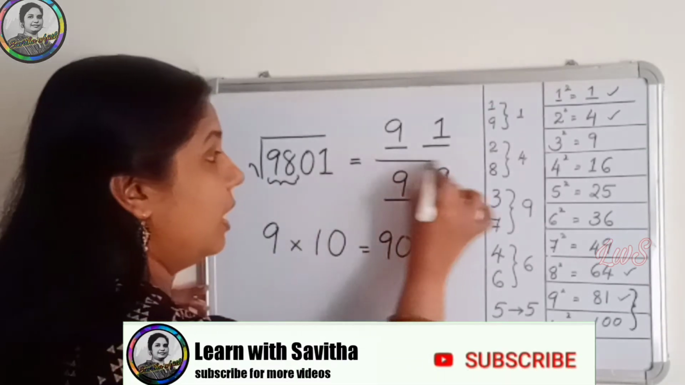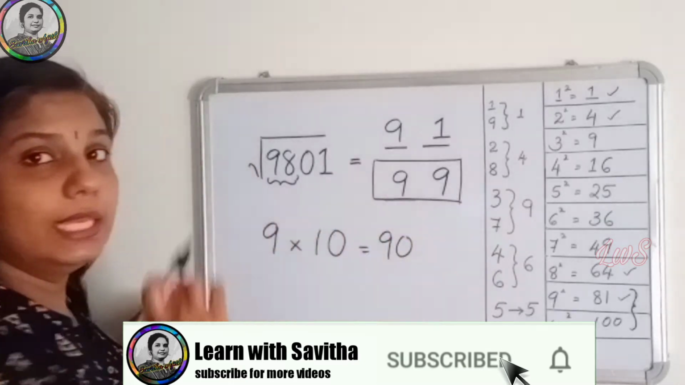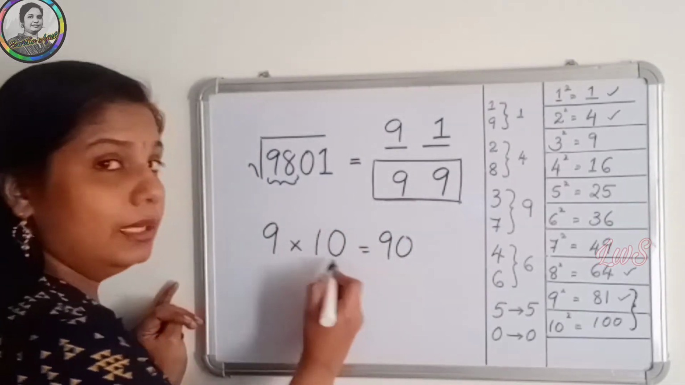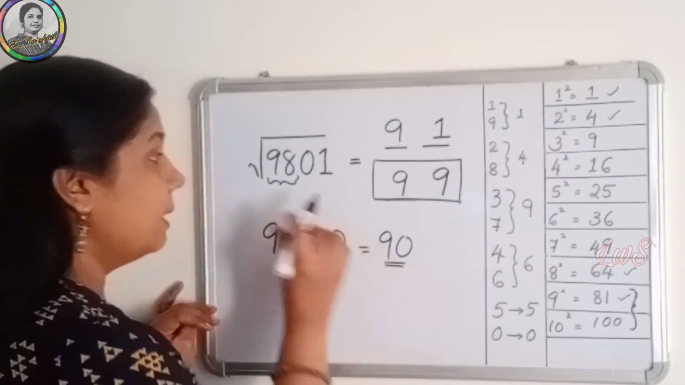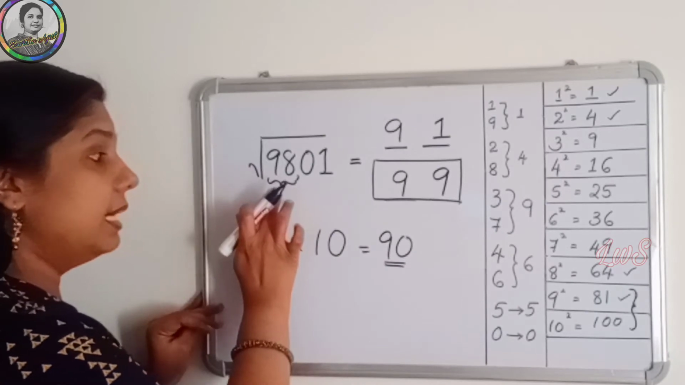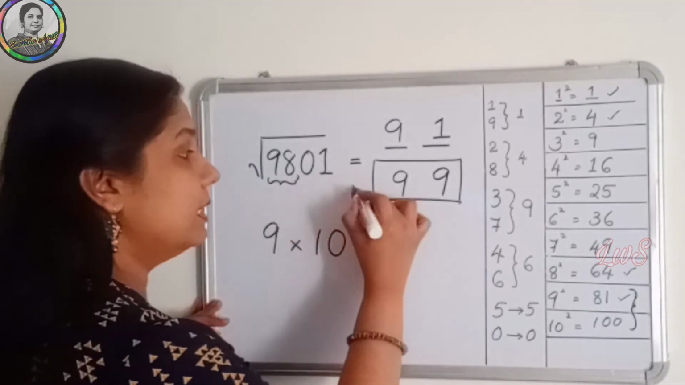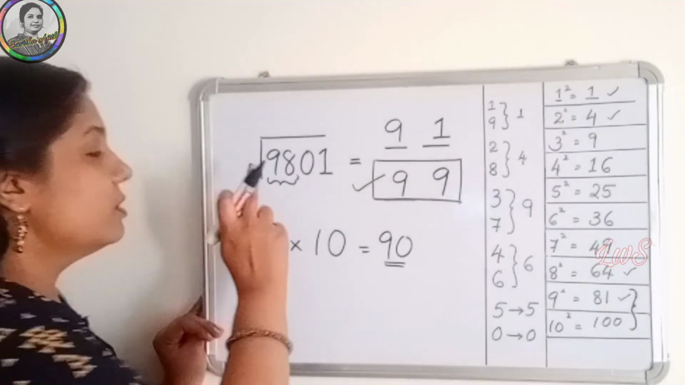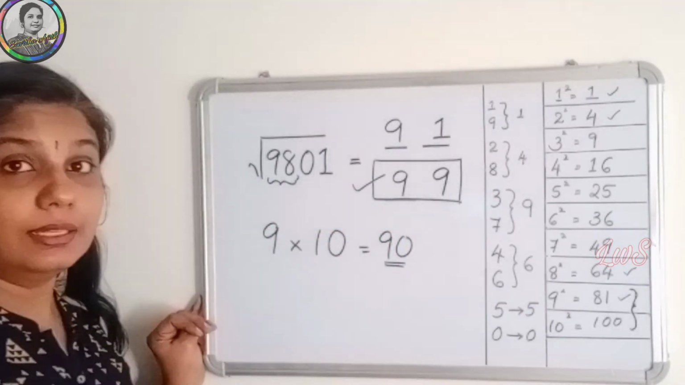So our required root is the bigger one. Remember, we multiply with Ekathigena and got 90. But our number 98 is greater than this 90. So we take the greater number, which is 99. The square root of 9801 is 99.